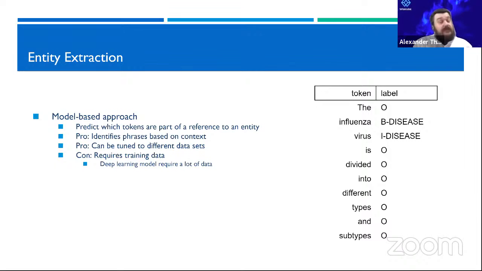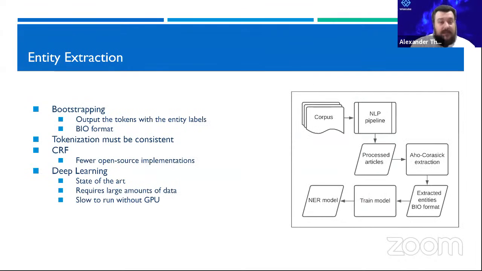The cons are that you need to get training data. Training data is relatively straightforward for humans to gather for most NER problems. The difficulty is that when you get to these domain-specific ones, it gets a little bit harder for just general people to find all the references in the text. And deep learning, of course, requires a lot of data, so it'll be even harder. But there's a way you can get started on a model, and that is by bootstrapping.